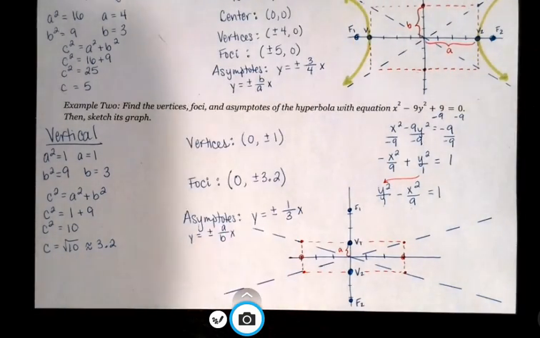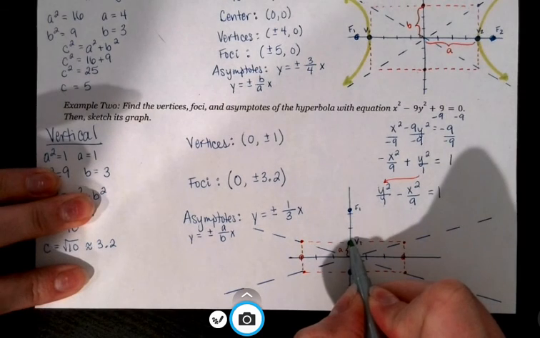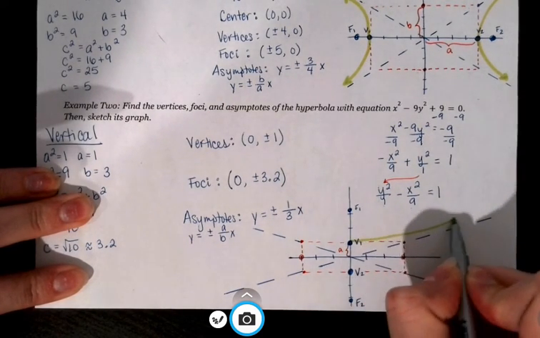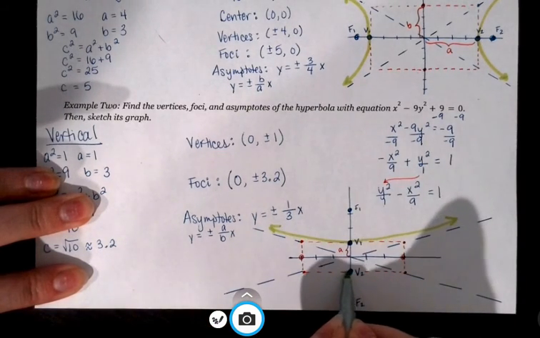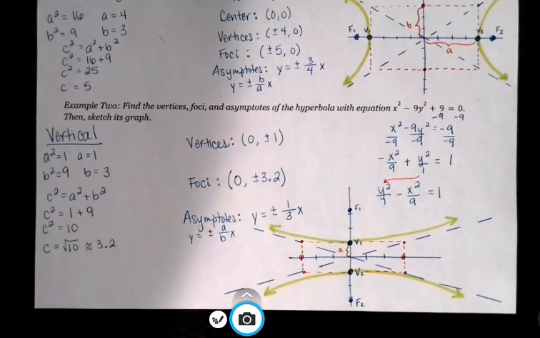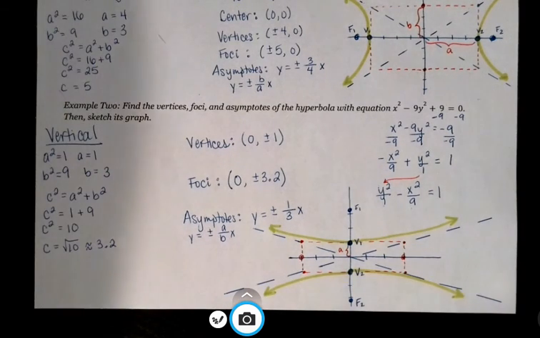And then I just have to graph the actual hyperbola, so the curves. So with my vertex, I'm going to go as close to the asymptote as I can. So this is going to be a very wide hyperbola. And then same thing on the bottom. I get close to those. Ooh, that was a little close. That's okay. It's a sketch. And that is my hyperbola.